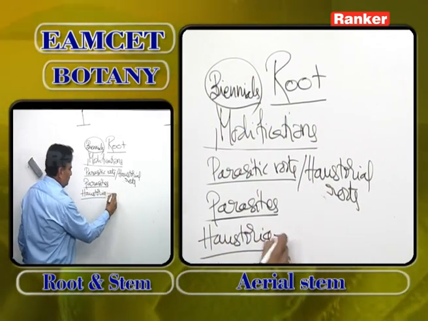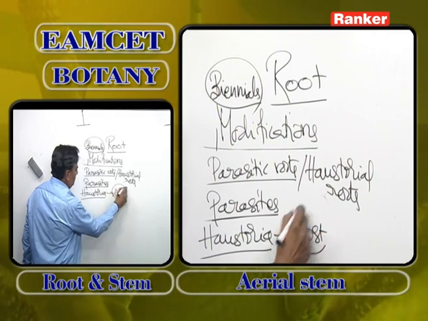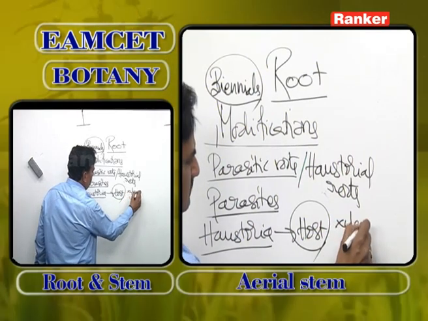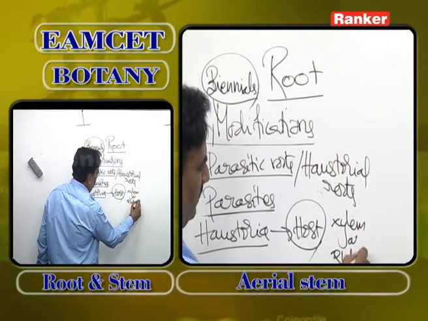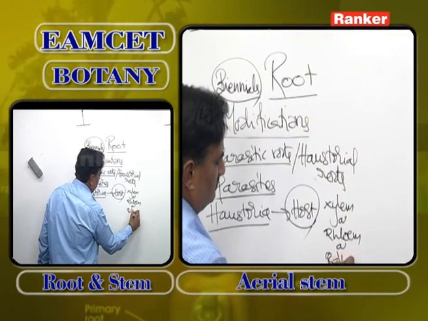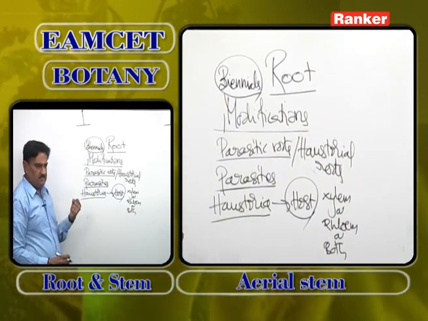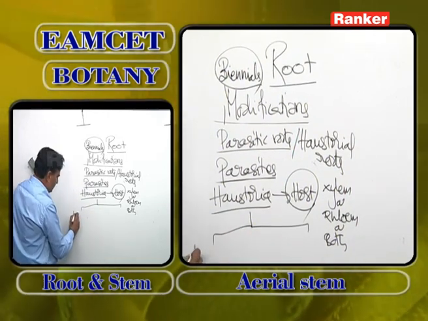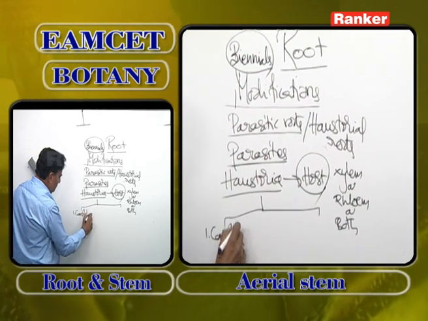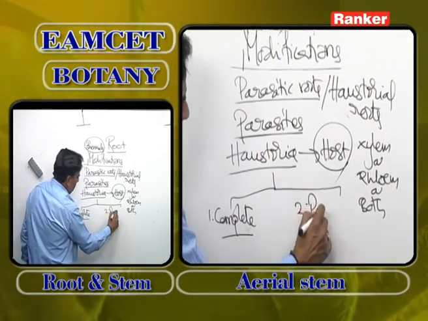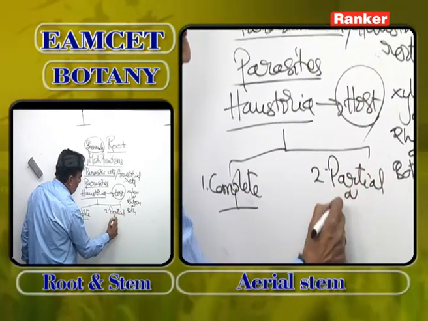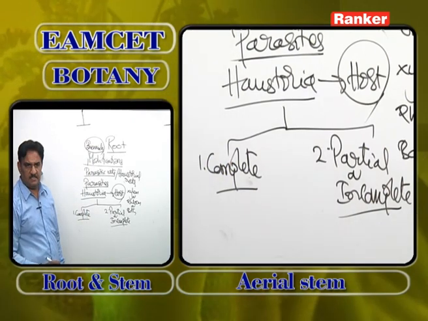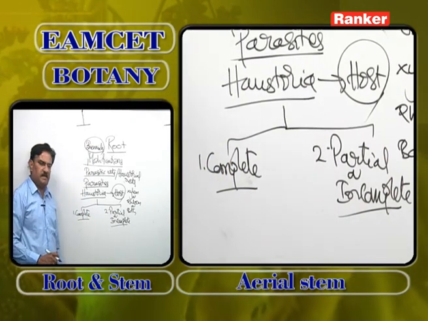Haustoria penetrate into the host. The plant on which the parasite is depending is called the host. Haustoria penetrate into the host and get connected to xylem or phloem or both, and start collecting the necessary substances from the host. Based on collecting the food material from the host, parasites are divided into two types: complete parasites, and partial or incomplete parasites.